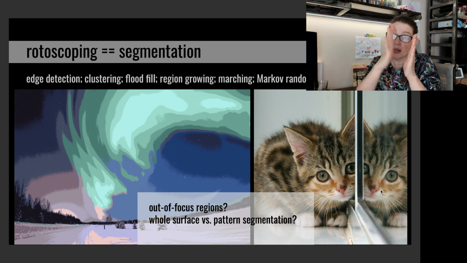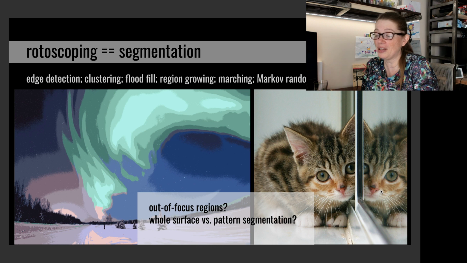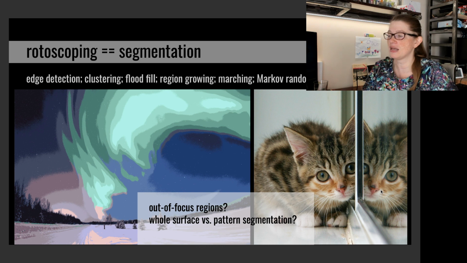And then in between them, they knew there was some amount of blending. And that's another complication. How do you handle the blending? Then you have to look at, well, what about a whole surface versus a pattern segmentation?